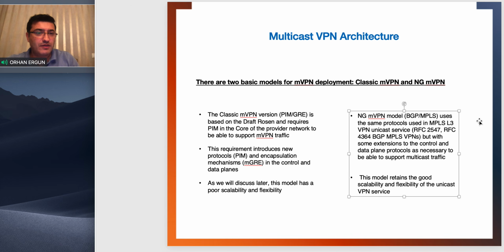Okay, we will also talk about them. With some extension to the control and data plane protocol is necessary to be able to support multicast traffic. Correct. So those LDP, now we will call it MLDP, multipoint label distribution protocol. RSVP, still RSVP obviously, but point-to-multipoint RSVP. Normally RSVP is a point-to-point protocol. Point-to-point LSP we create, okay? Always. Now in the multicast case, point-to-multipoint LSP we will create.